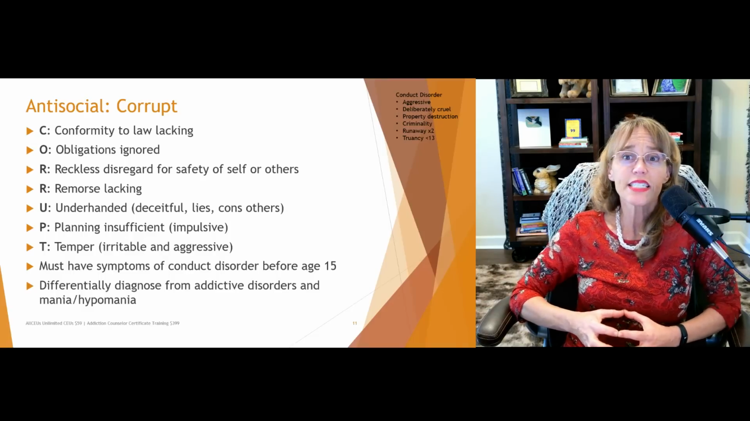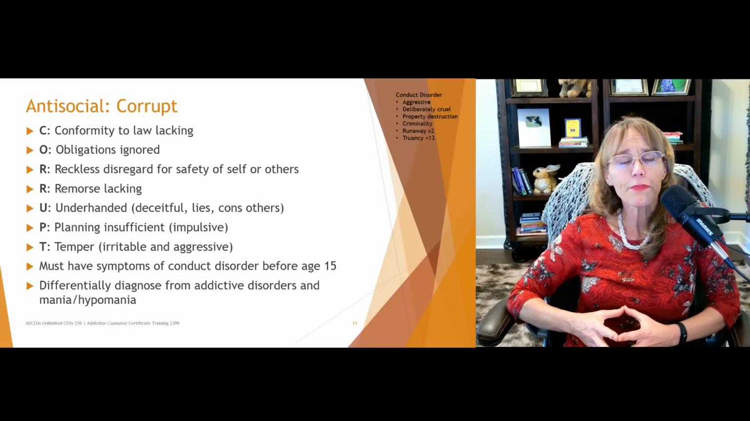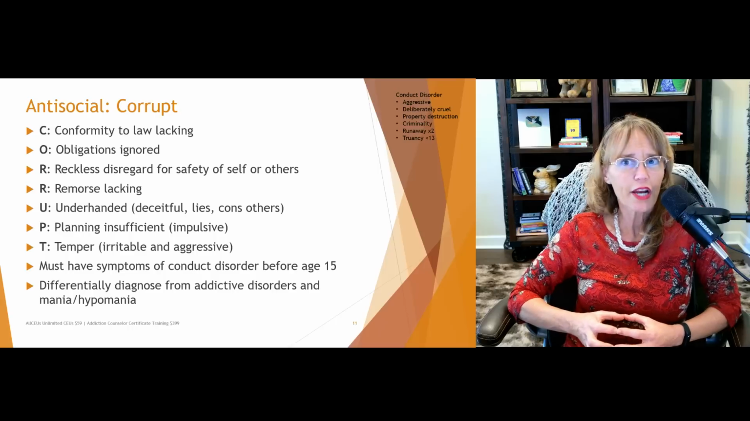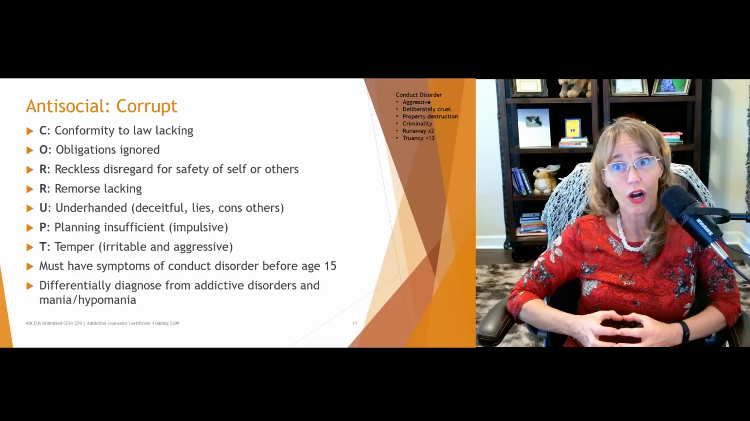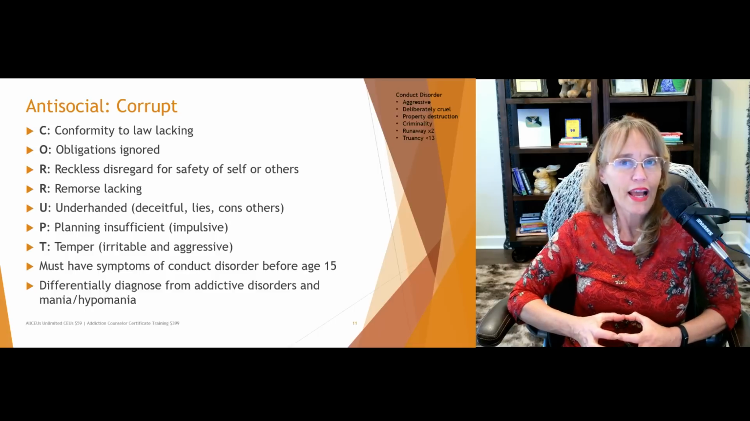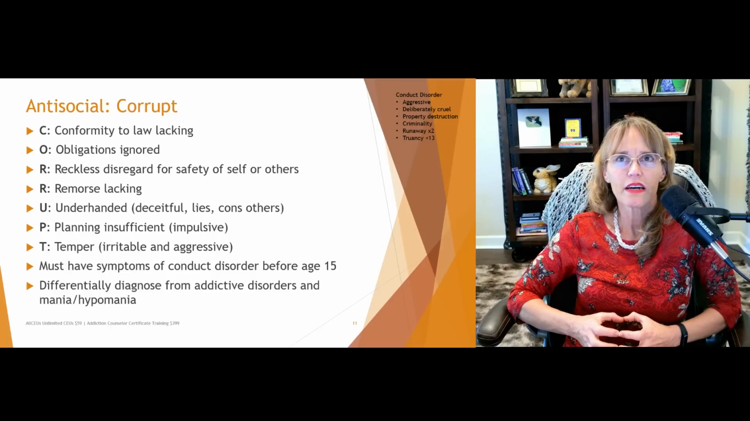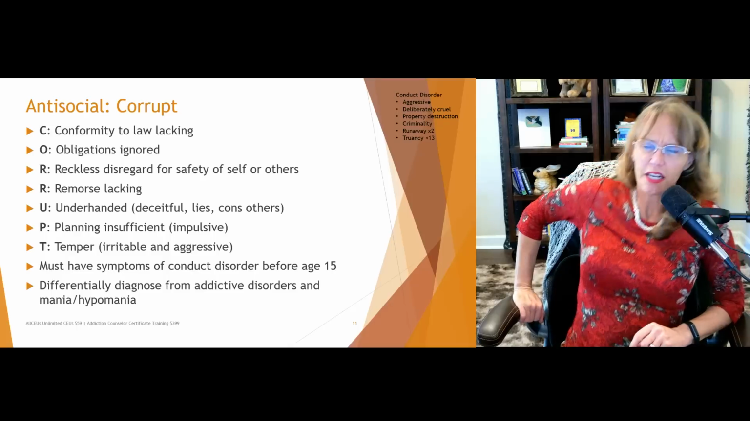Conformity to law is lacking and obligations are ignored. Now, these kind of overlap. When people grow up in an environment where nobody cares about them and they don't teach them what's right and what's wrong, then they kind of develop their own moral code. And we can see that.